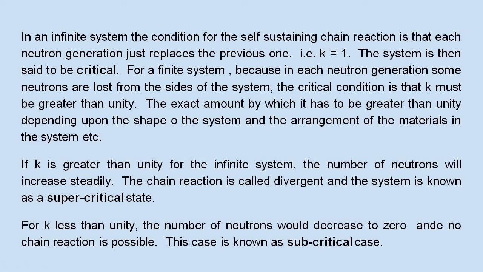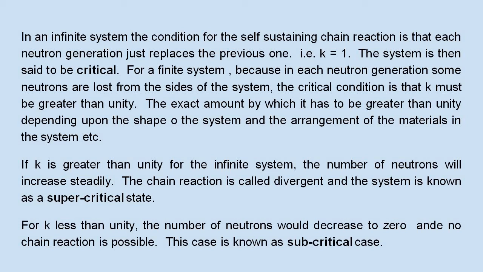If K is greater than unity for the infinite system, the number of neutrons will increase steadily and the chain reaction is called divergent. It is continuing. I think you have drawn that figure of chain reaction from the first one, 3, then from each 3 you will be getting 9, 27. So it is multiplication and it is diverging from a point, it keeps increasing. That is why it is called divergence, and the system is known as the supercritical state.